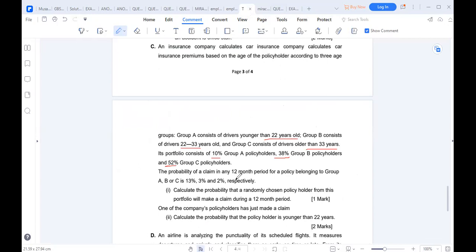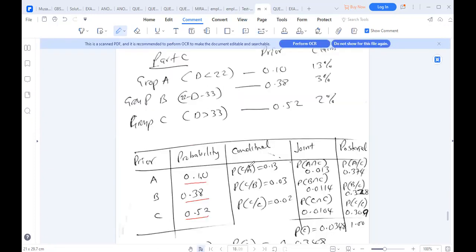Then we are told that the probability of a claim in any 12 months being made belonging to any of the groups A, B, and C is as follows. So 13% a claim coming from A, 3% claim coming from B, and 2% claim coming from C. So just draw this. Claim coming from A, 13%. Claim coming from B, 3%. Claim coming from C, 2%.